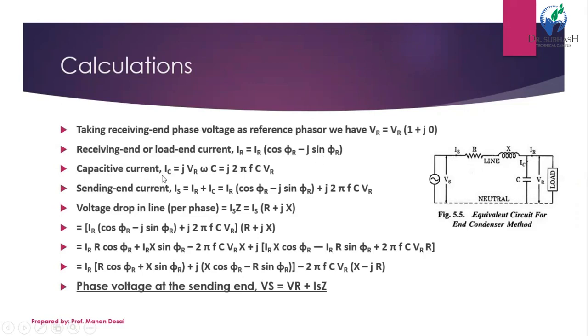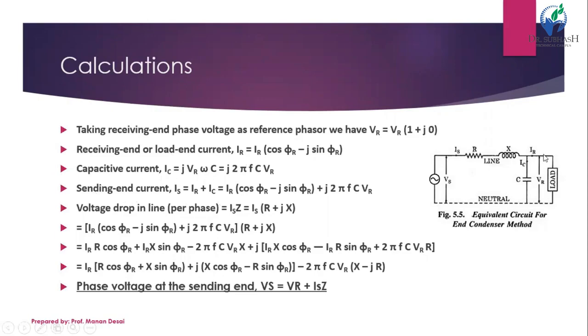Now the capacitive current IC is the current flowing through the capacitance connected at the end of the line. So the capacitive current IC is equal to j VR omega C, where omega is 2 pi f, so IC is equal to j 2 pi f C VR. So we have defined omega as 2 pi f, and we have got IC. Now we have both IR and IC.